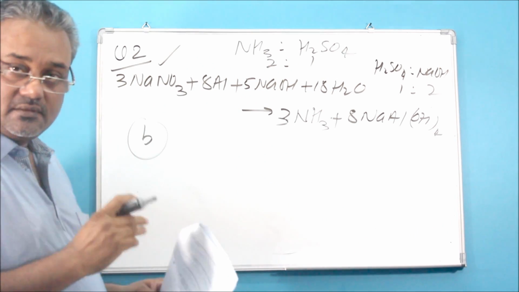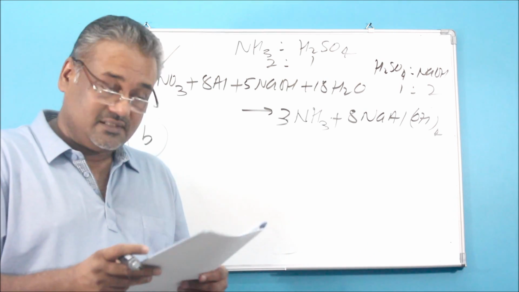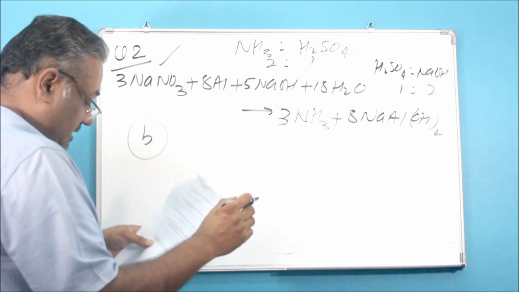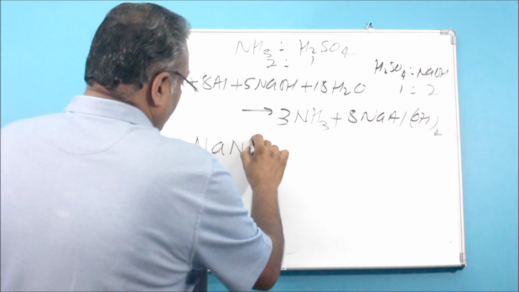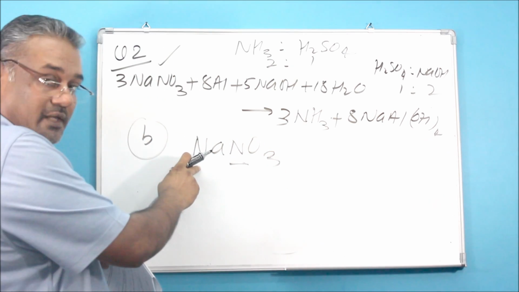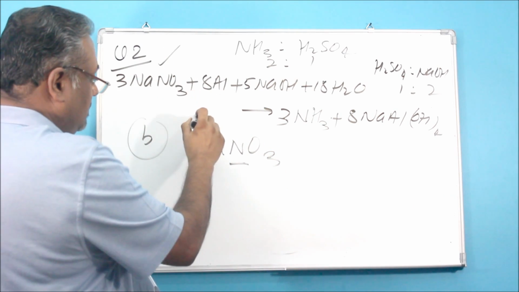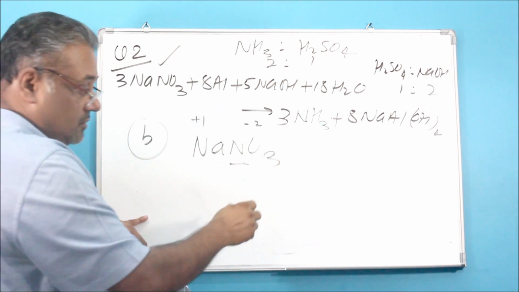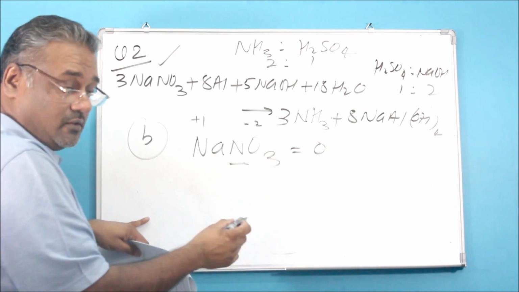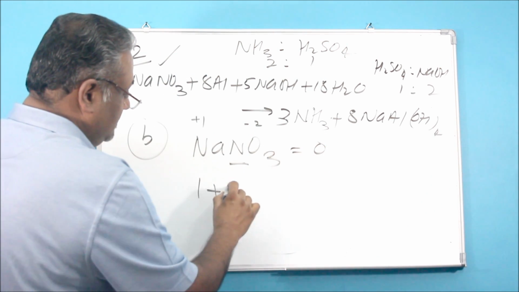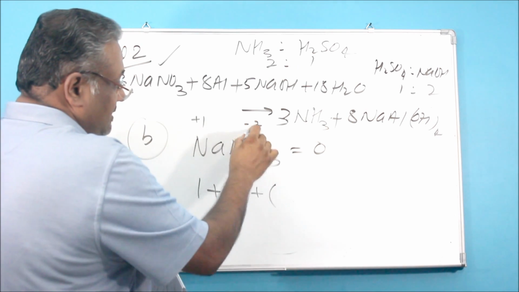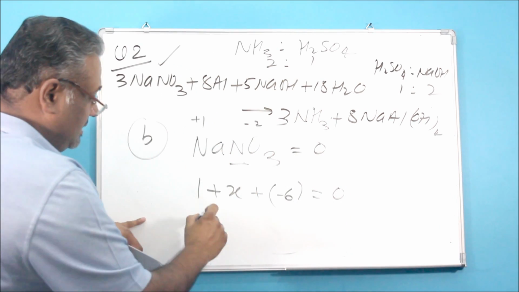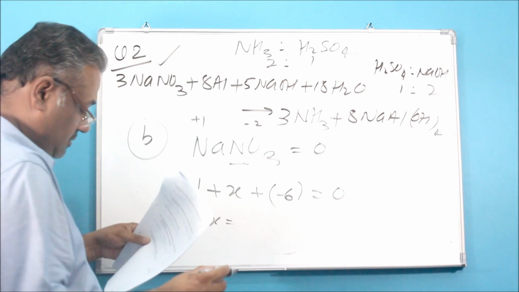In part B, the question talks about calculation of oxidation numbers. This question is from topic 6 of your syllabus. NaNO3, the oxidation number of nitrogen in NaNO3. Now, don't forget sodium is in group 1, its oxidation number is +1, and oxygen's oxidation number is -2. Since it's a molecule, the sum of all oxidation numbers should be equal to 0. So that means this is 1 plus X plus -2 times 3, which is -6, should be equal to 0. And work this out, so it becomes X equals +5.